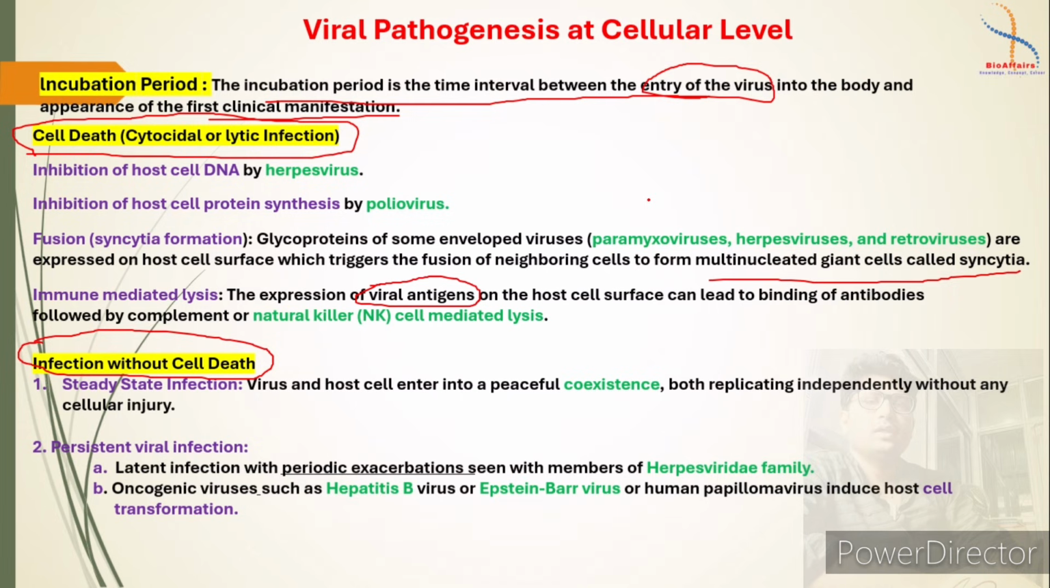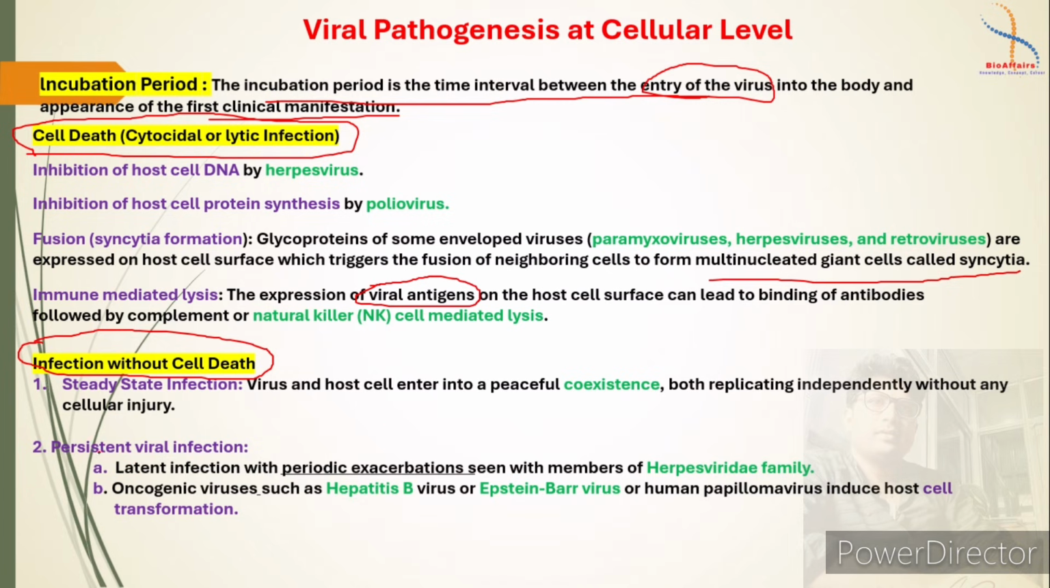Now coming to the viral infection where no cell death happens, what happens there? With your common sense you can say that they reside within the cell, they multiply within the cell, they propagate themselves to a certain number, and then they spread from one cell to another without harming the parent cell. That is, a steady state infection happens without cellular injury.